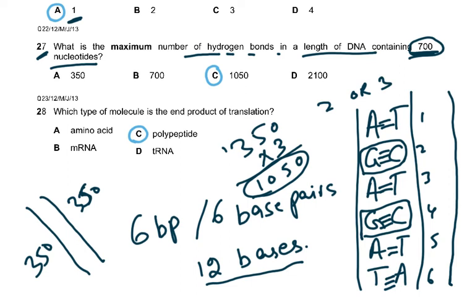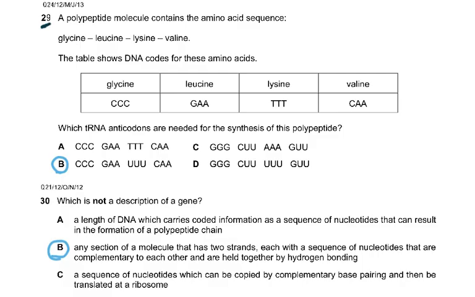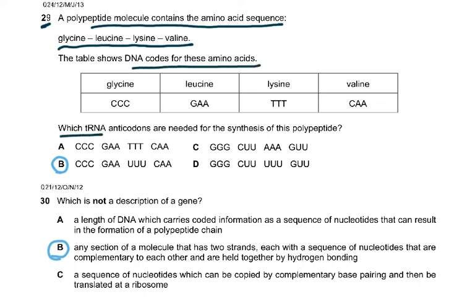Then, which type of nucleotide is the end product of translation, a polypeptide? Please remember, mRNA and tRNA are not the final product. The final product is a polypeptide. Question 29: a polypeptide molecule contains the amino acid sequence glycine, leucine, lysine, valine. The table shows the DNA codes for these amino acids. Which tRNA anticodons are needed for the synthesis of this polypeptide?